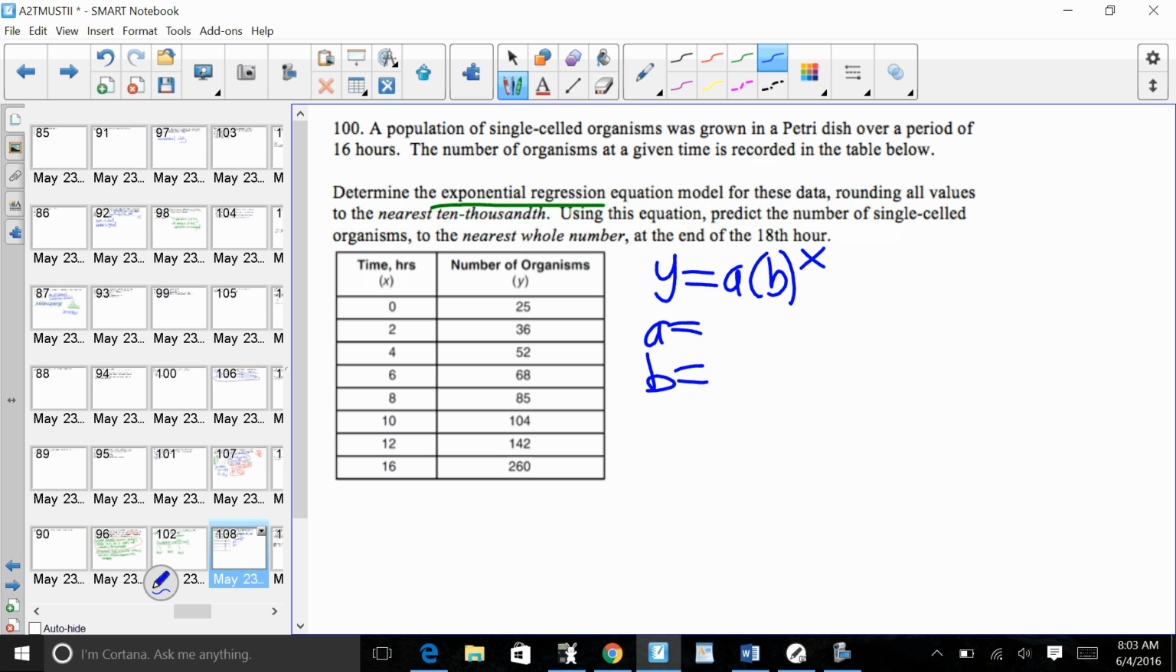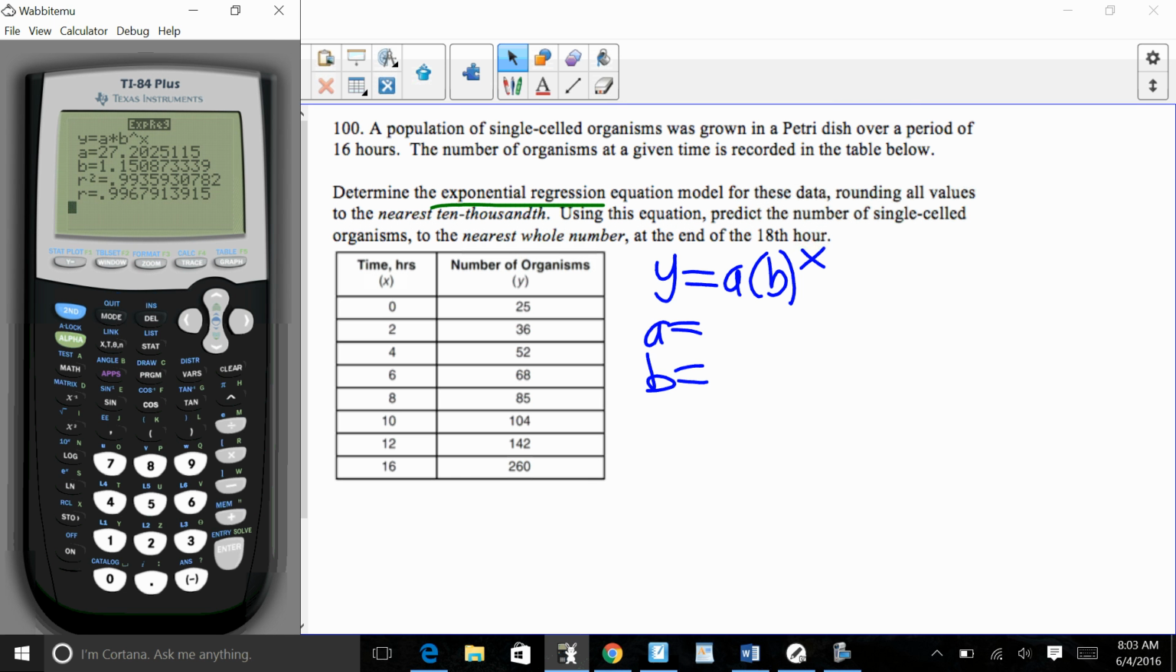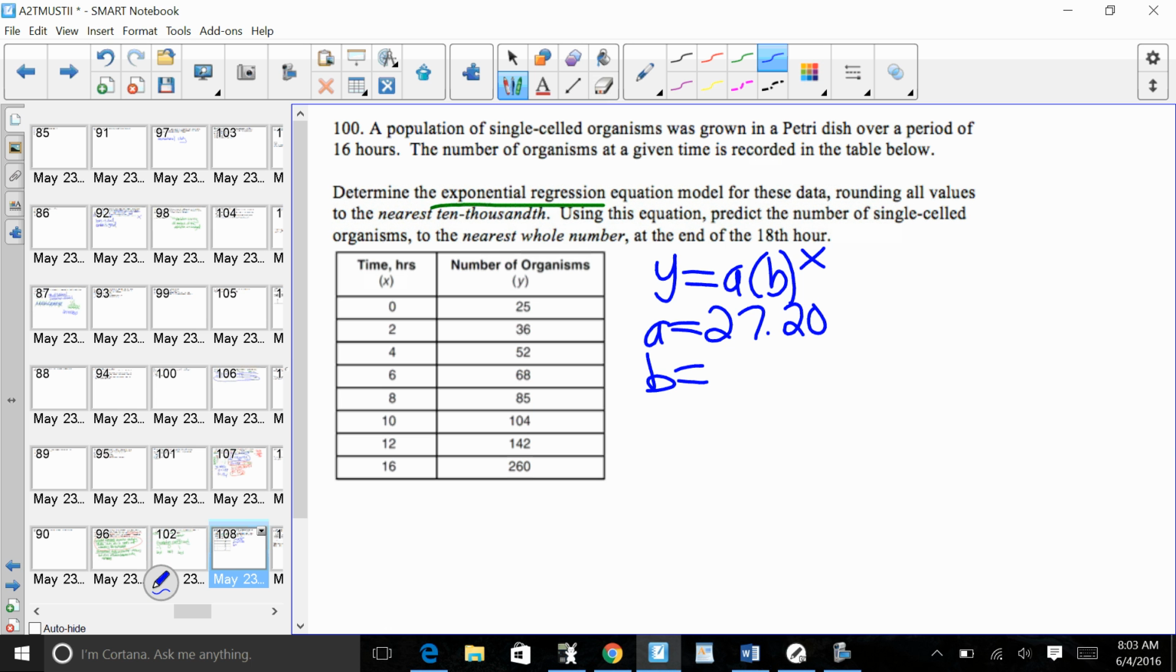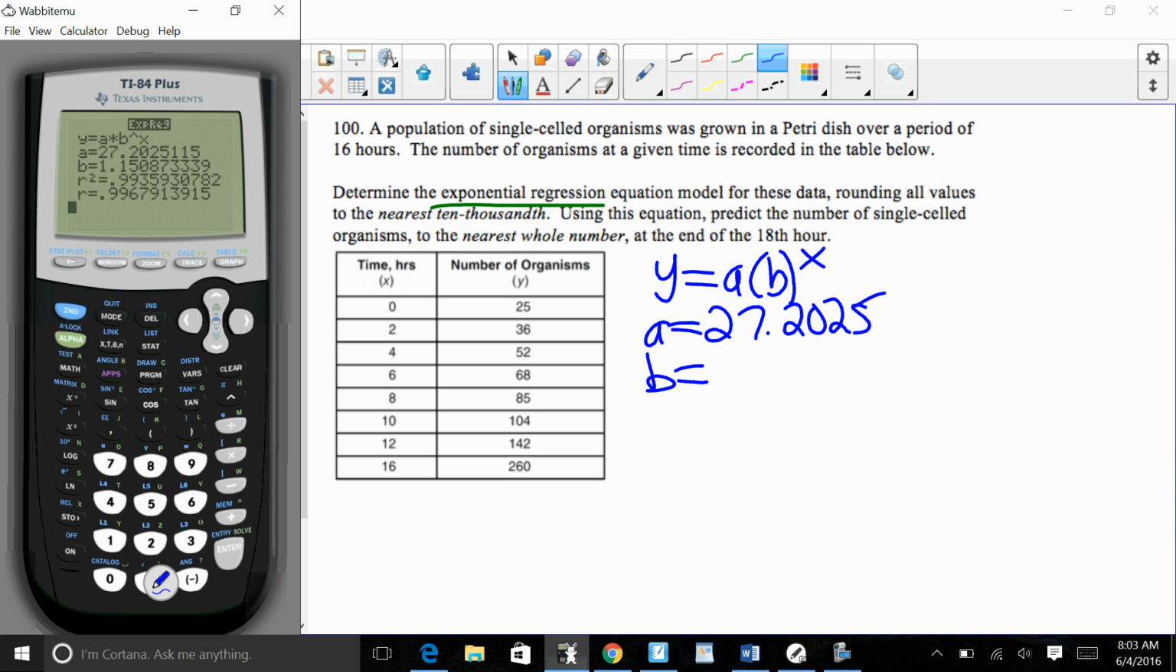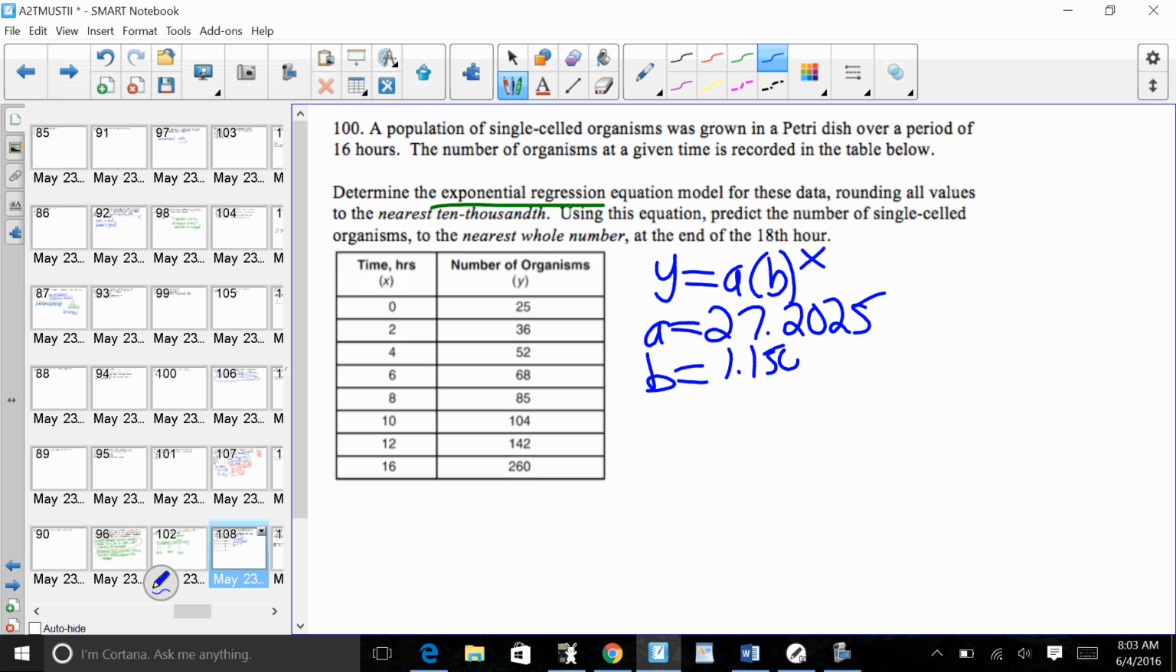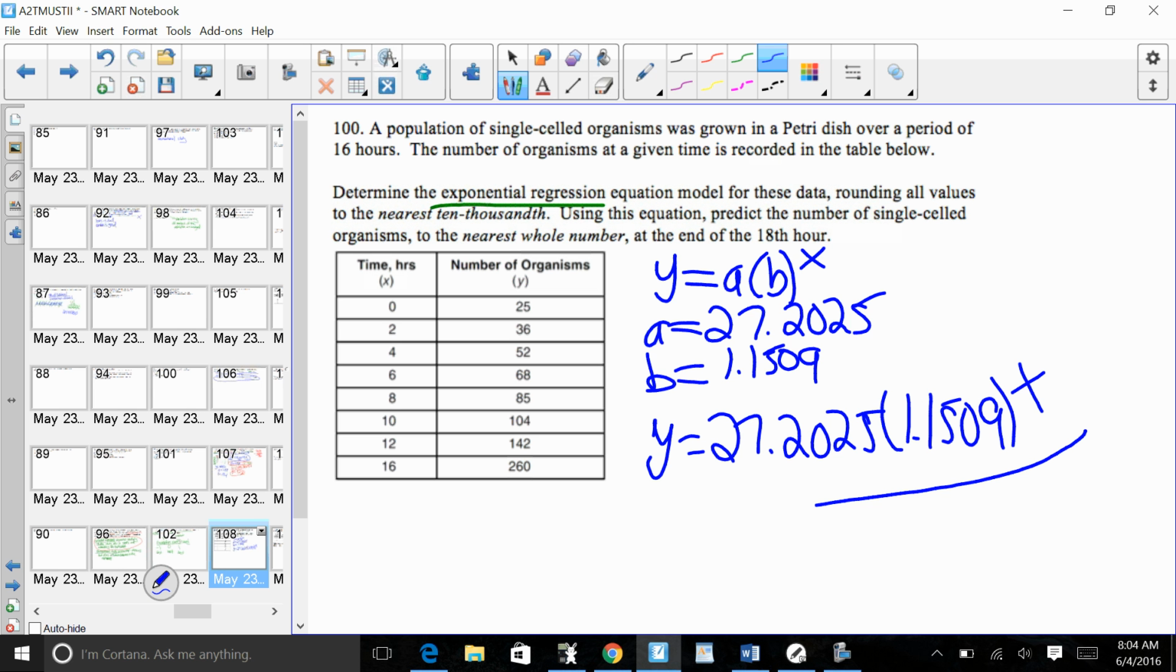It asks me to round to the nearest 10,000. That's 4 decimal places. So I have 27.2025, and I have 1.1509. So to write the equation now, it's y equals 27.2025, 1.1509 to the power of x. Make sure you write the actual equation.